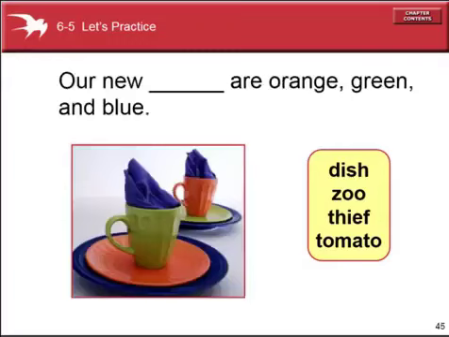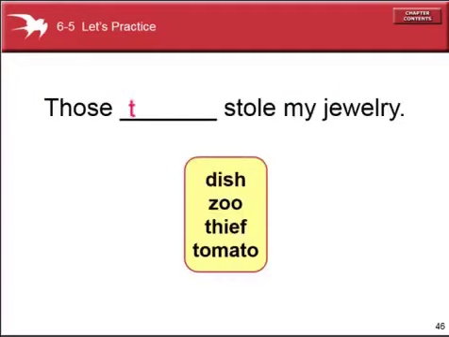Tomatoes are good in salads. Our new dishes. We need to add ES to make the plural because the word ends with SH. So, our new dishes are orange, green and blue. Those thieves stole my jewelry. We will see the word that ends with F or FE. Instead of the F, we'll have to write V, then add ES to make the plural. Those thieves stole my jewelry.